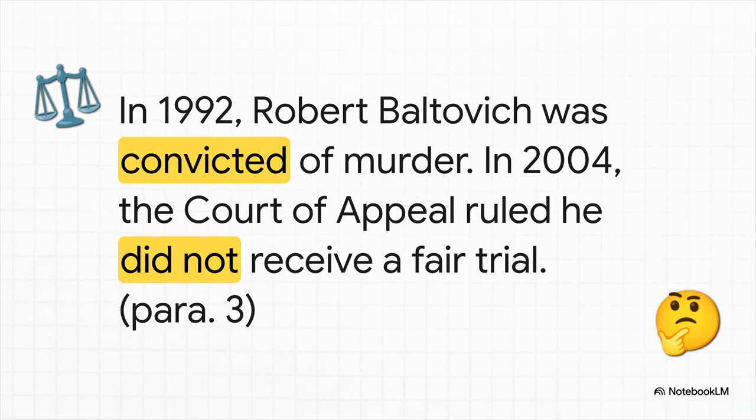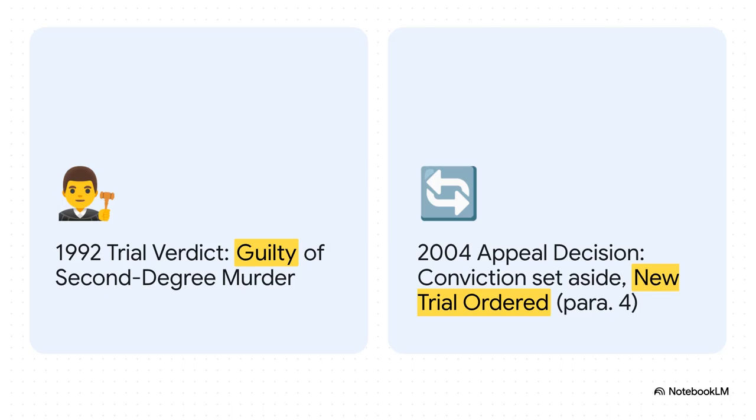Okay, here are the basics. Back in 1992, a man named Robert Baltovich was convicted of murder. He went to prison. But then a full 12 years later, the Court of Appeal came back and said, nope, that trial, it was fundamentally unfair. And the difference is just, wow. You go from a guilty verdict for second-degree murder in 1992 to that conviction being completely set aside in 2004. Instead, the court orders a brand new trial. So the big question is, what on earth went so wrong?